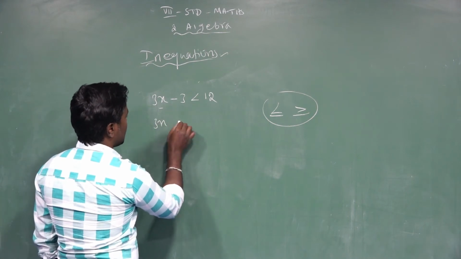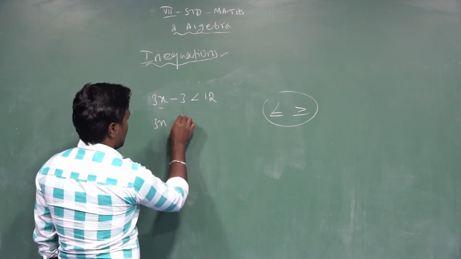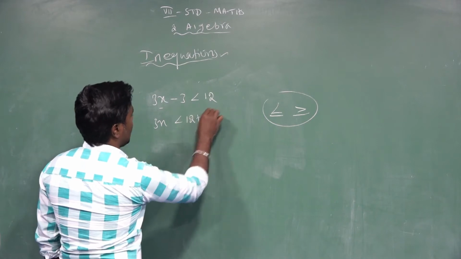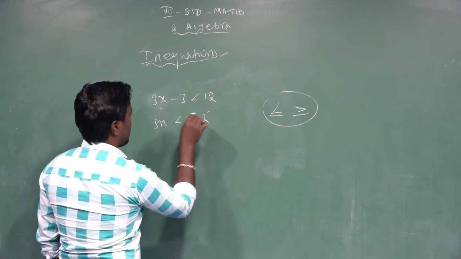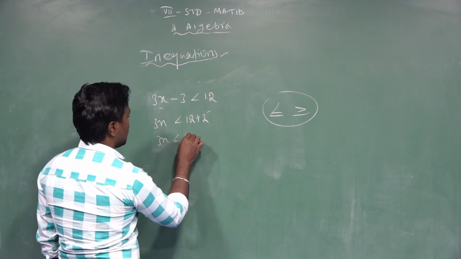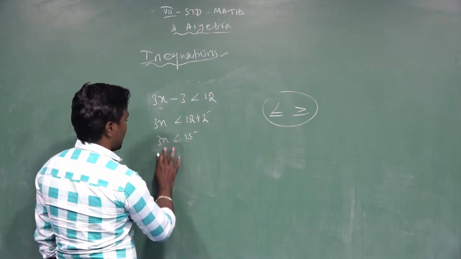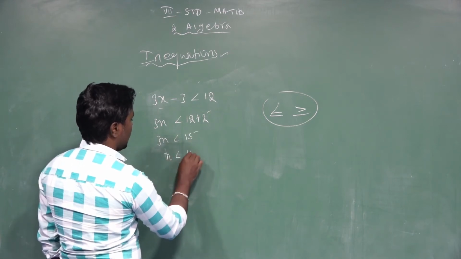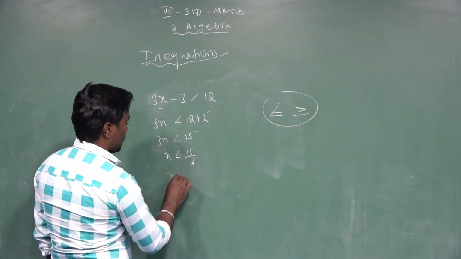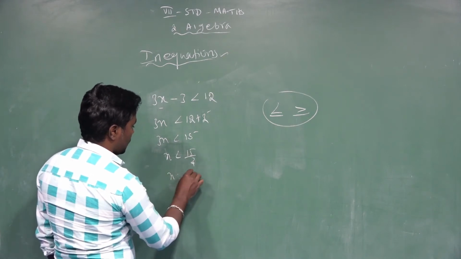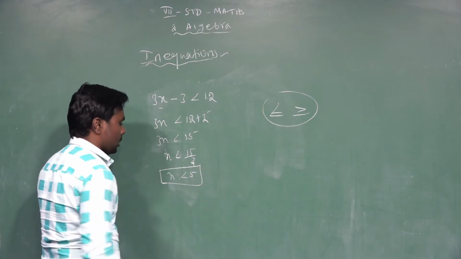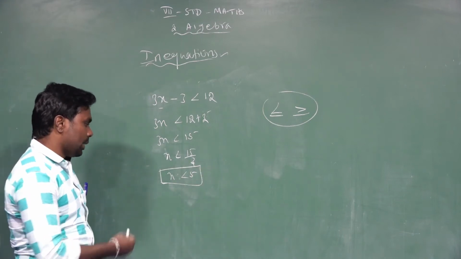3x minus 3 goes to the right hand side: less than 12 plus 3. 3x less than 15. So x less than 15 by 3. So x less than 5. Okay, what is the meaning of x less than 5?